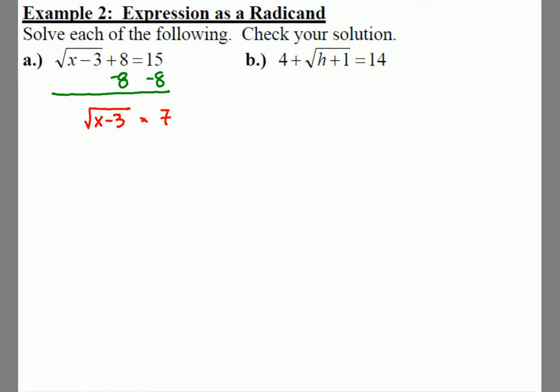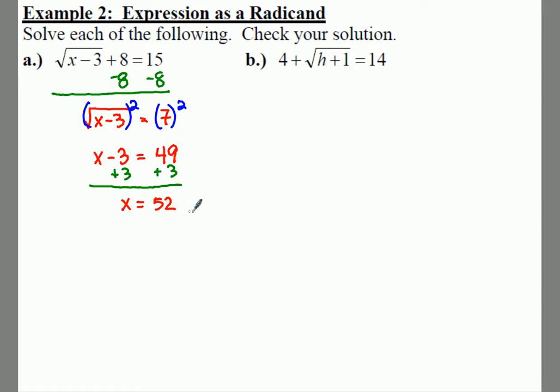In order to get rid of your radical, you have to square both sides. And when you square both sides, a square of a square root cancels out your square root, so you get x minus 3 is equal to 7 squared, which is 49. So now you just have to solve this resultant equation where we can add 3 and add 3. And your final answer ends up becoming x equals 52.